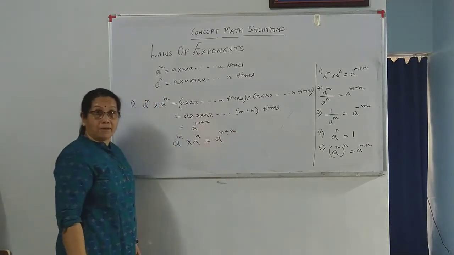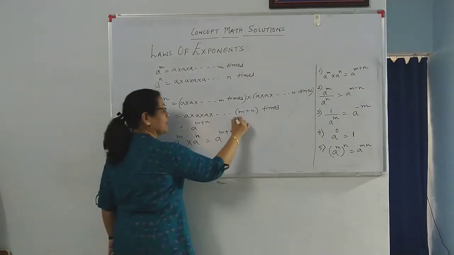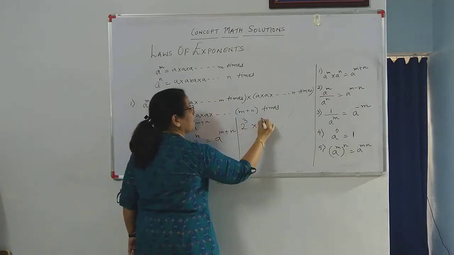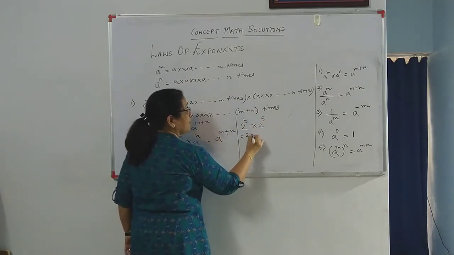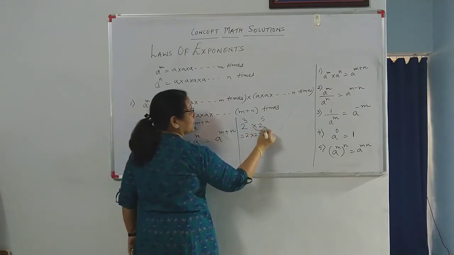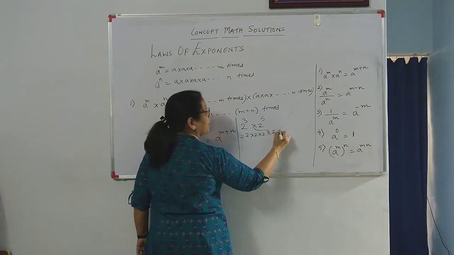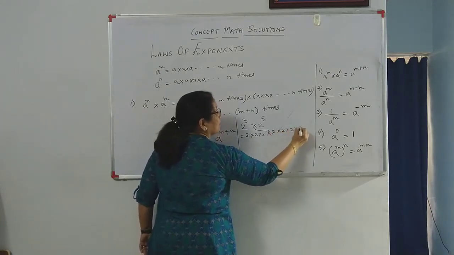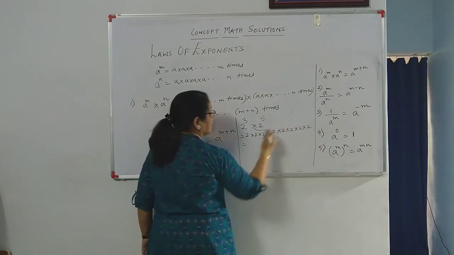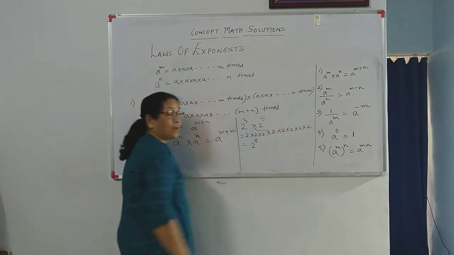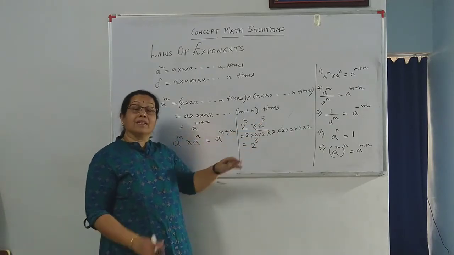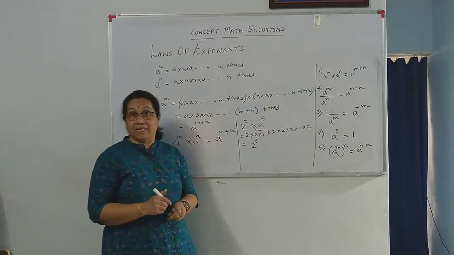We add the powers. If I have to quote a simple example, 2 to the power 3 into 2 to the power 5. 2 to the power 3 will be 2 into 2 into 2. Yes, this product 2 to the power 5 will be 5 times 2 into 2 into 2. That gives us 3 plus 5, 8 times, 2 to the power 8. Yes, that is, we added the powers when it is multiplication of equal bases.